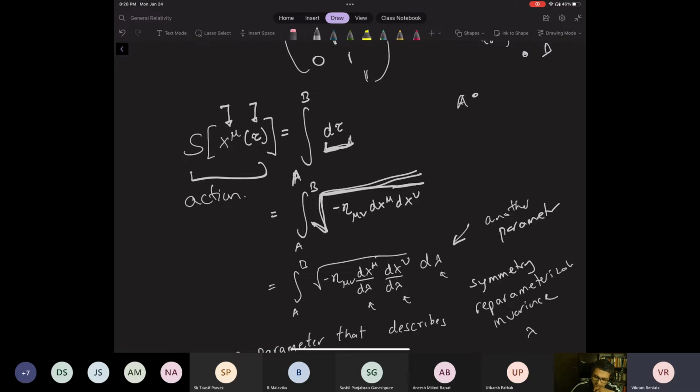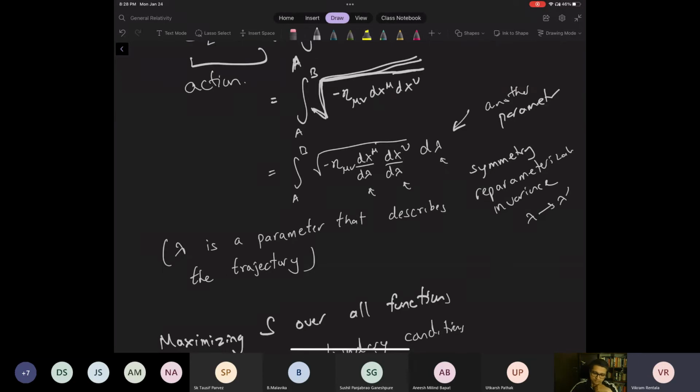That is, you can switch from parameter lambda to some lambda prime, and the form of the equation would stay the same. Lambda is some parameter that describes the trajectory, and so the trajectory is some x mu, which is a function of lambda. Lambda is one parameter, and it tells me all the coordinates. That is, what is the time coordinate x0 as a function of lambda, what is the space coordinate as a function of lambda.